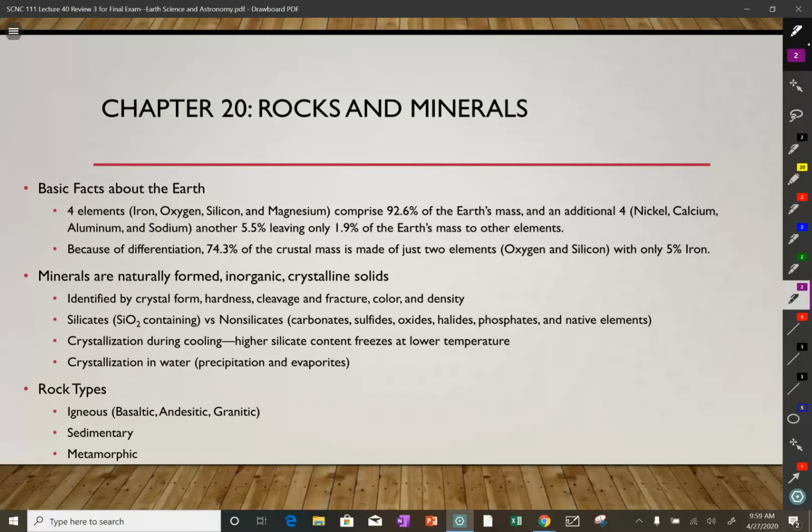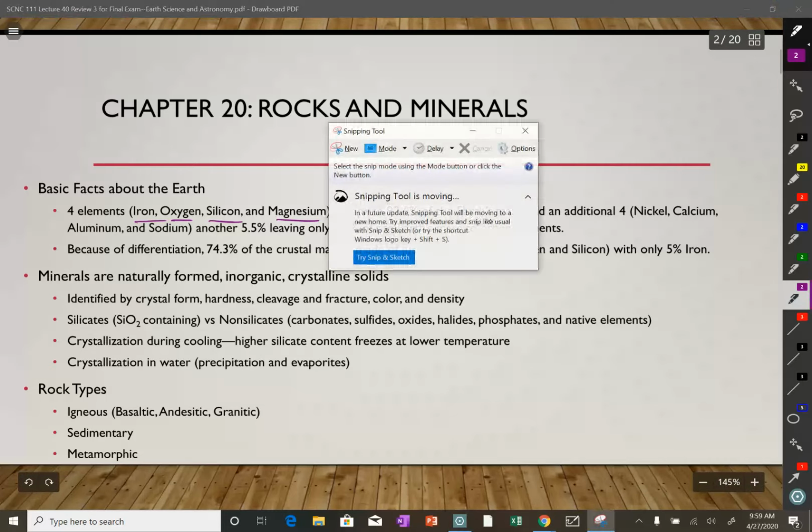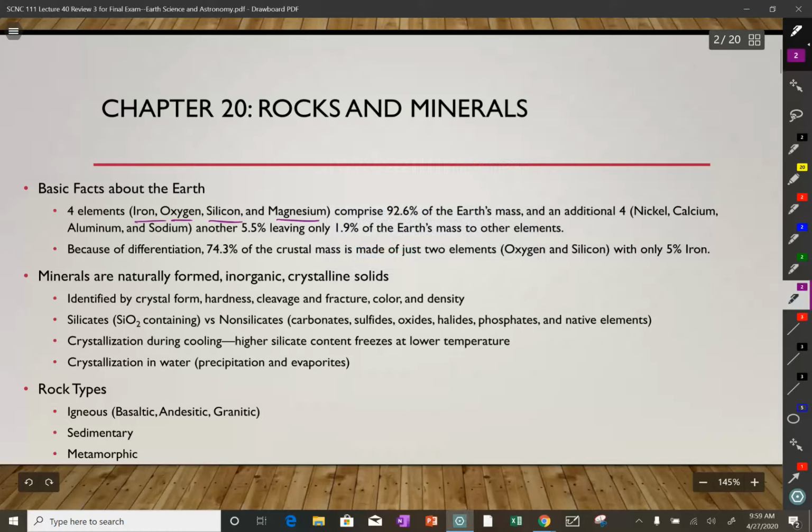We learned about rocks, and it's very interesting to note that four elements, iron, oxygen, silicon, and magnesium, make up almost 93% of the Earth's mass. And an additional four, nickel, calcium, aluminum, and sodium, are another roughly 5.5%, leaving only 2% of the elements outside of those eight. So those are by far the most common elements of the Earth's mass.